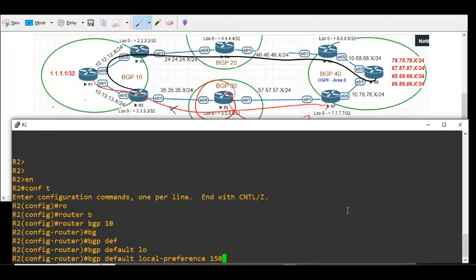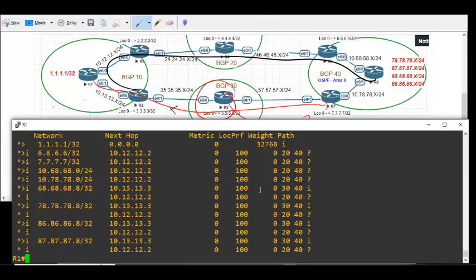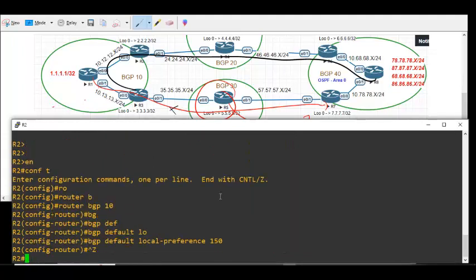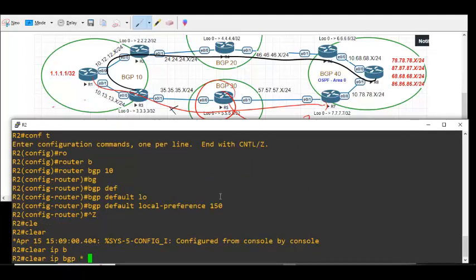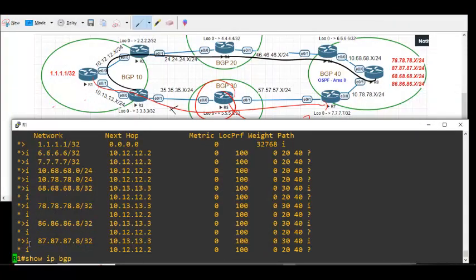Change didn't happen. No problem. Go and refresh: clear ip bgp * soft. Now you go back to R1 and check. You see the changes happened: 150, 150, 150. We did it in R2, and you see the impact in R1, and the greater than symbol has shifted. And check the routing table, show ip route for the prefix. You can see it is going via router 2. Not only this router, check on R3.